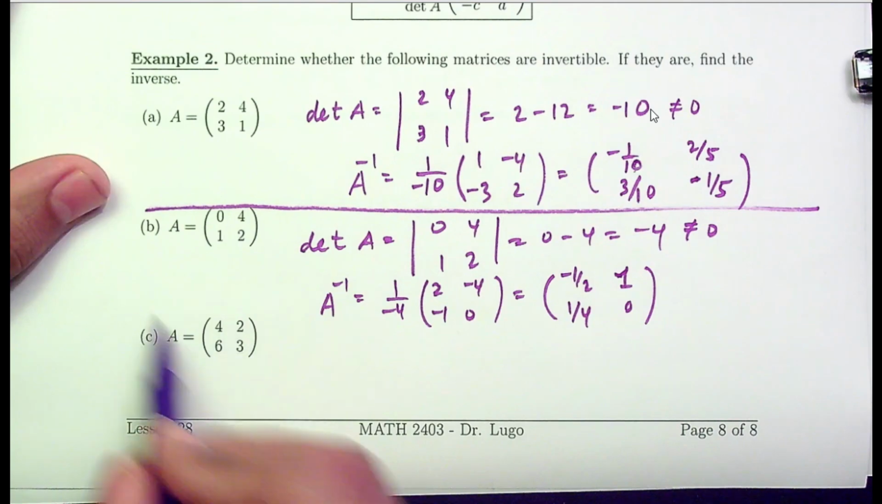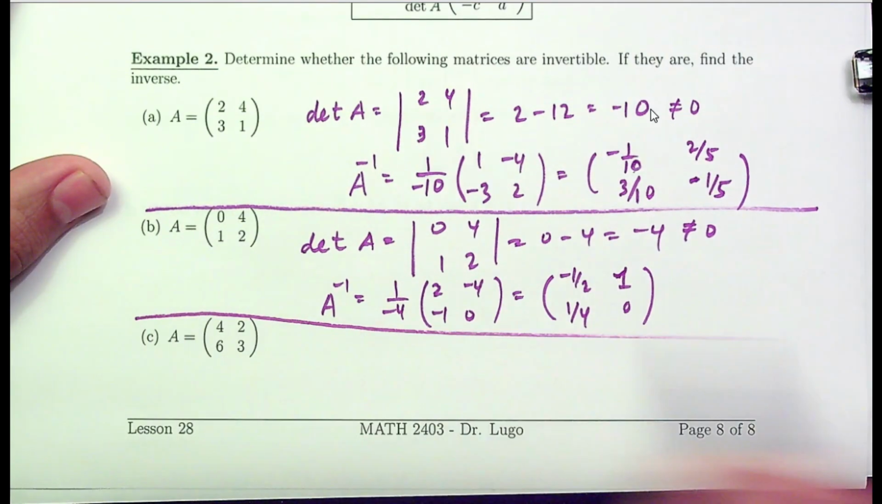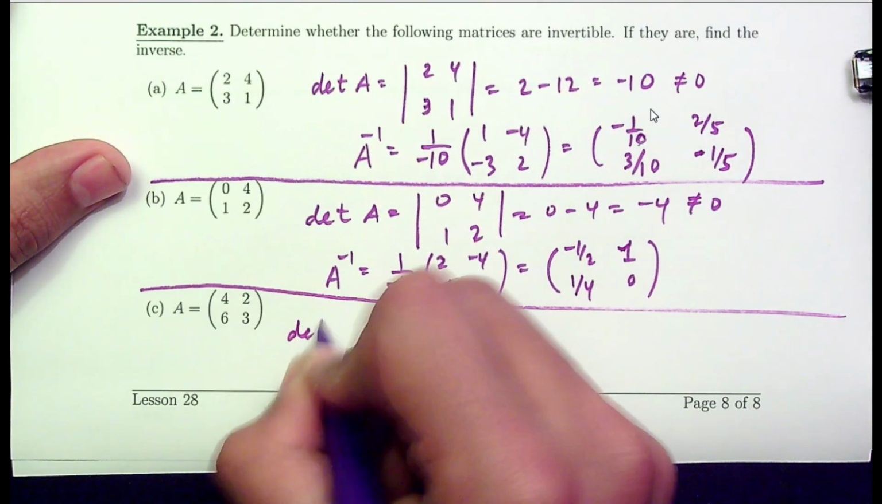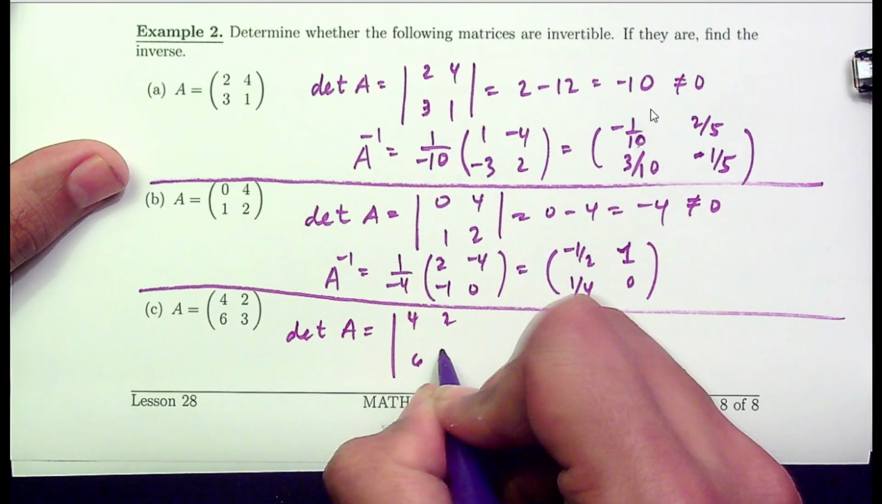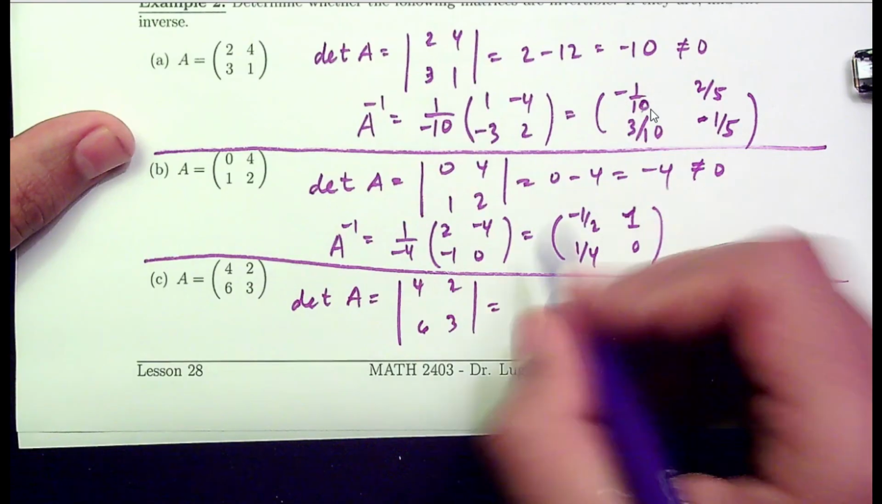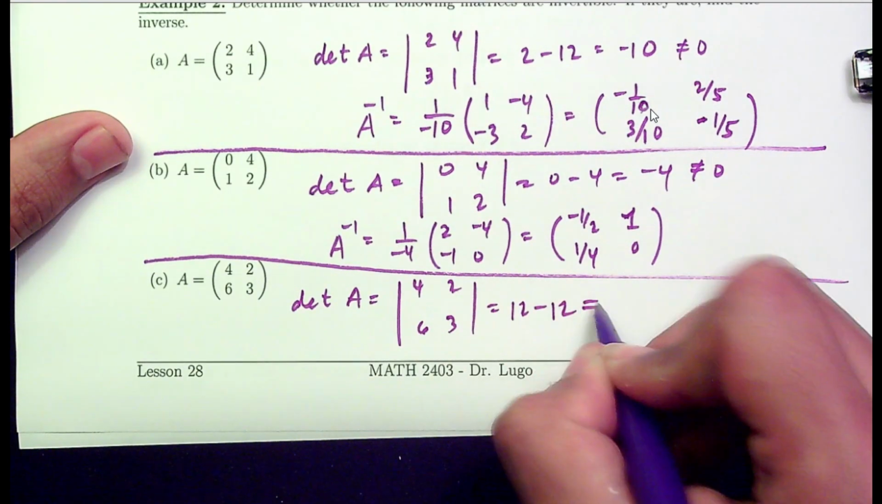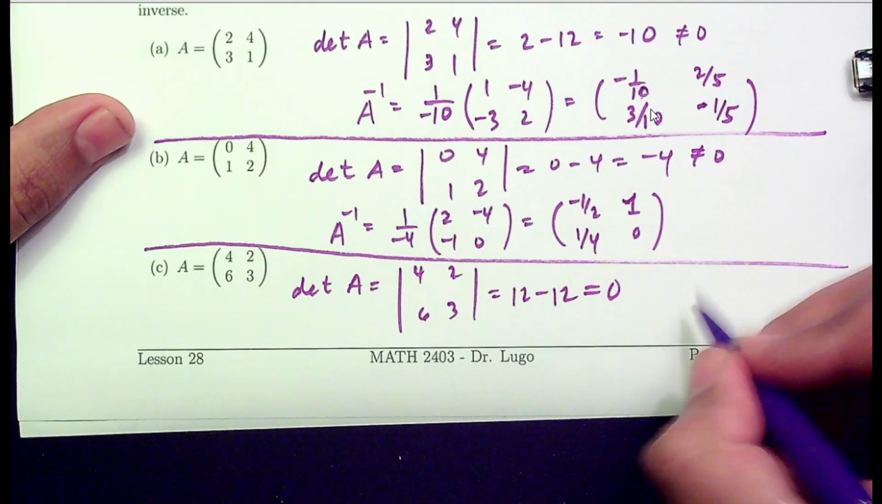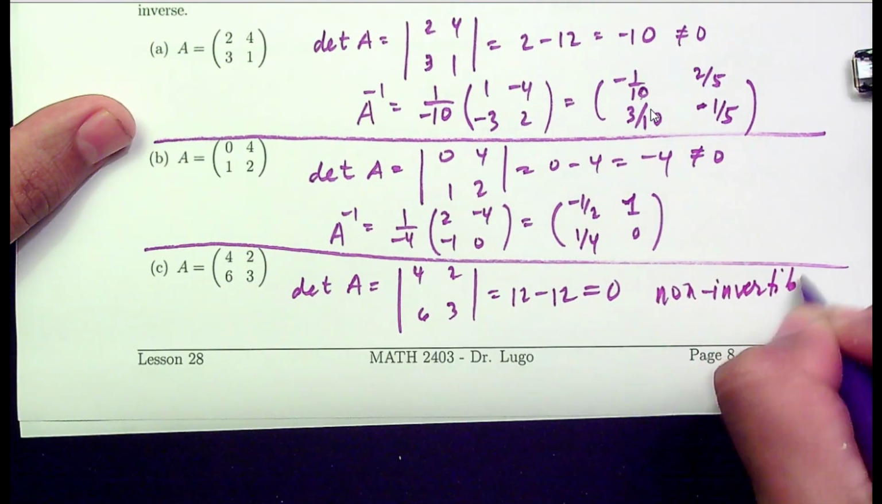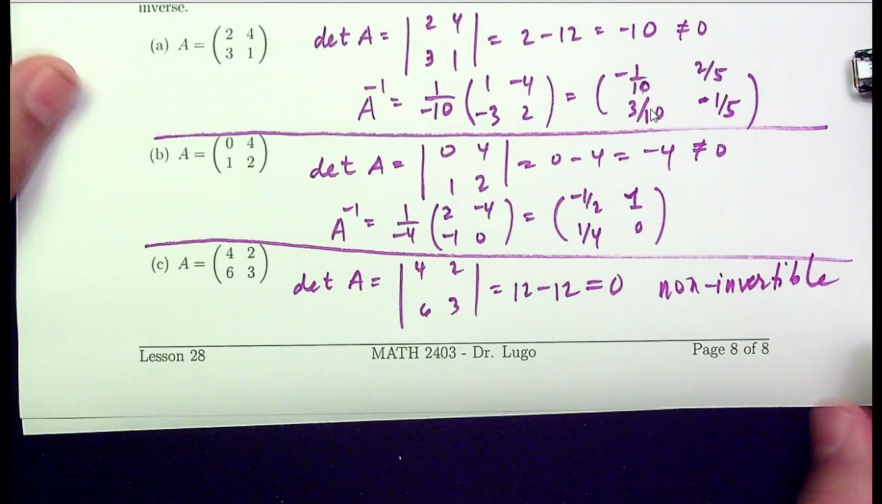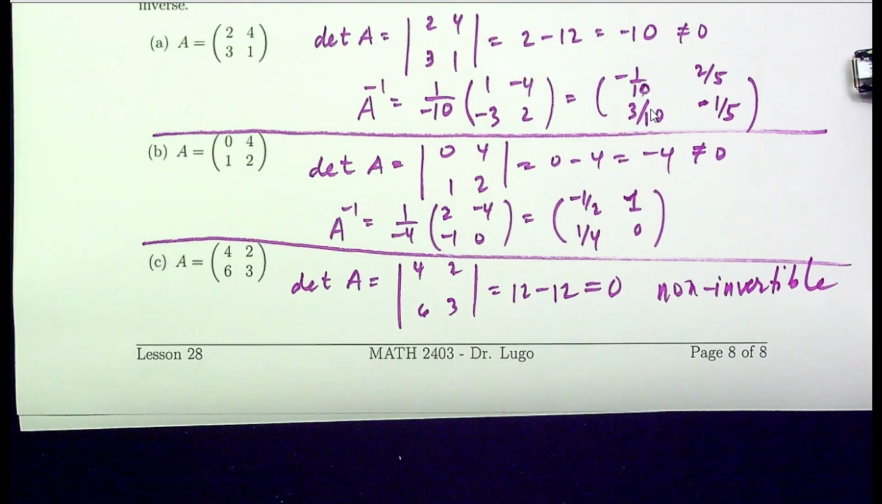Okay, and then the last one, is this invertible, yes or no? Let's find the determinant. Determinant for 2, 6, 3. This is 12 minus 12, which is actually 0. So this is not invertible, or non-invertible. So this matrix does not have an inverse.